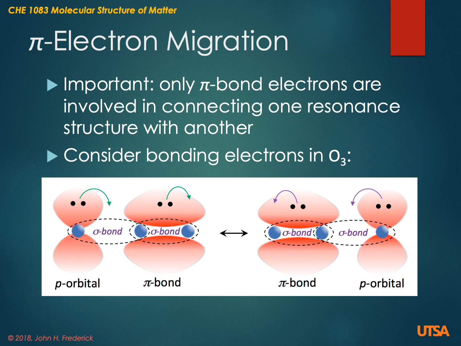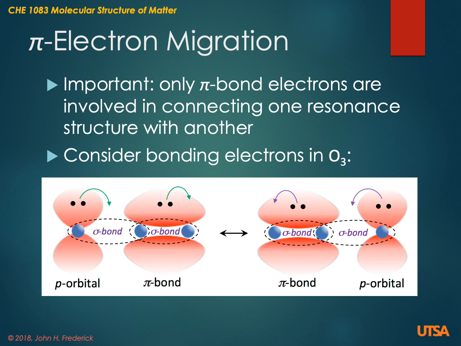Remember that the sigma bonds are still present, occupying the region between the atoms, and the oxygen on the left-hand side has a p orbital that contains a pair of non-bonding electrons. Now when we move those electrons over, we're moving them into that gap between the first two atoms, taking the pi bond electrons and moving them over so that they reside solely in a p orbital on the third atom. We end up then with a structure that looks like the one on the right.